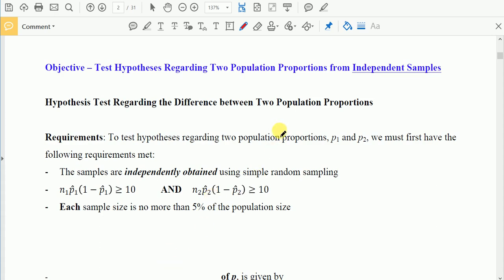So this one is about the population proportion, but we are testing for the difference between two of them. The requirement for testing is that the two population proportions, p1 and p2, must meet the following requirements. The samples are independent, obtained using a simple random sample. This one we already know from last chapter: n p and n q bigger than or equal to 10, and we have two proportions, so make sure you do p1 and p2. And each sample size is no more than 5% of the population size, and usually this one is met.